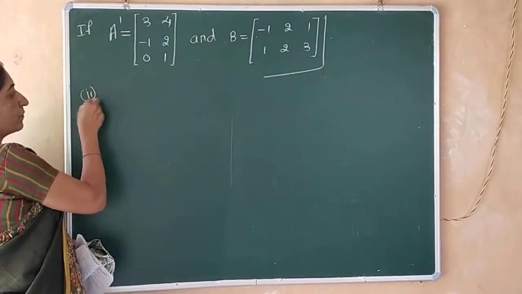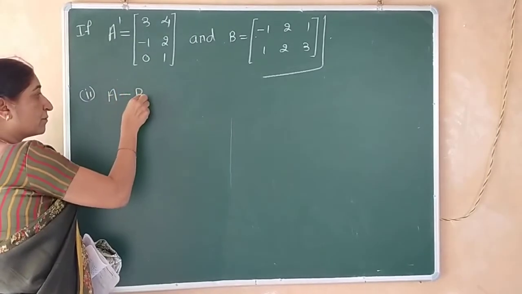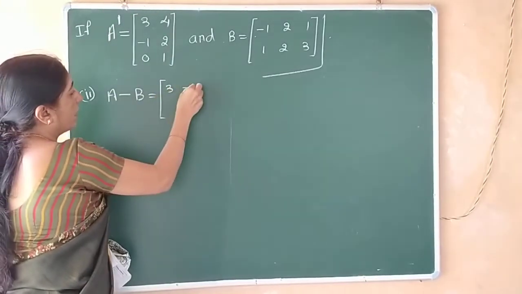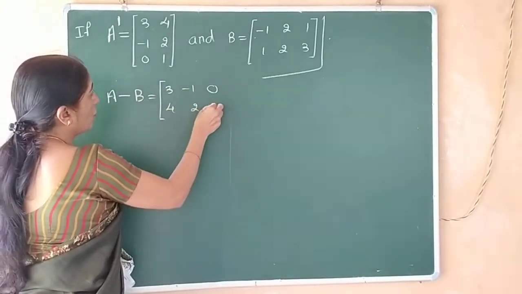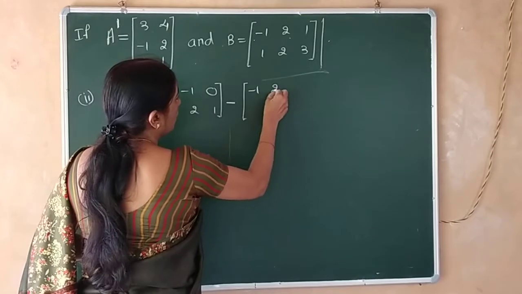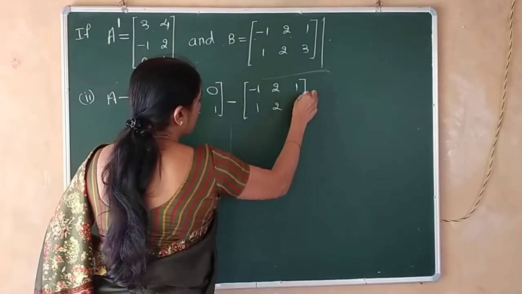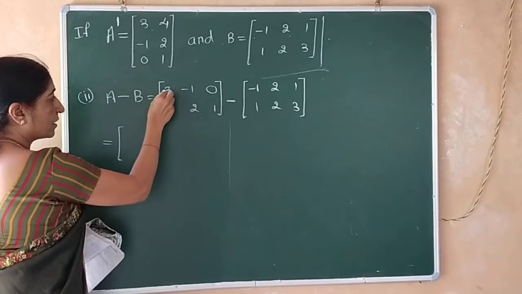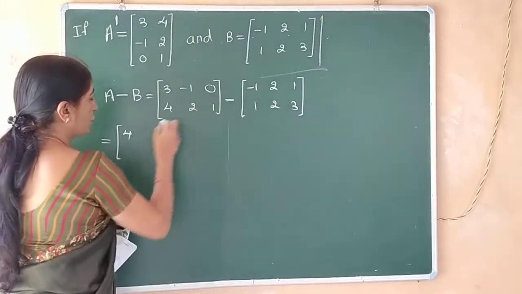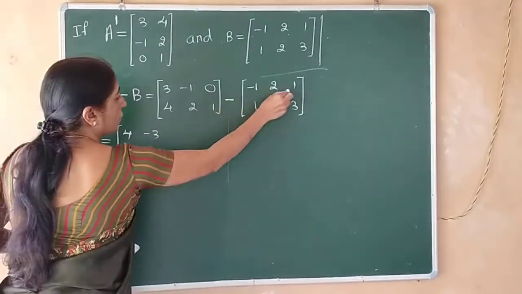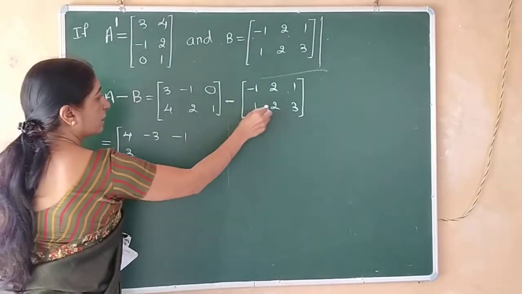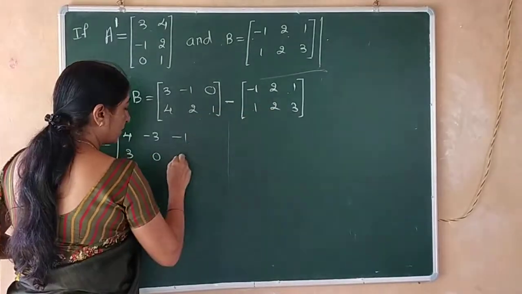So second one, A minus B. What is A? Here it is the transpose. I am writing A: 3 minus 1 is 0, 4 2 1. And in the middle, minus. B is given: minus 1 2 1 1 2 3. Just go for subtraction. 3 minus into minus becomes plus. 3 plus 1 is 4. Minus 1 minus 2 is minus 3. 0 minus 1 is minus 1. 4 minus 1 is 3. 2 minus 2 is 0. 1 minus 3 is minus 2.